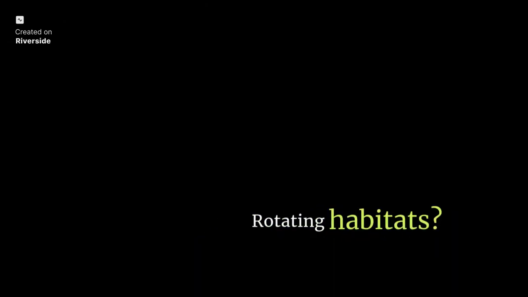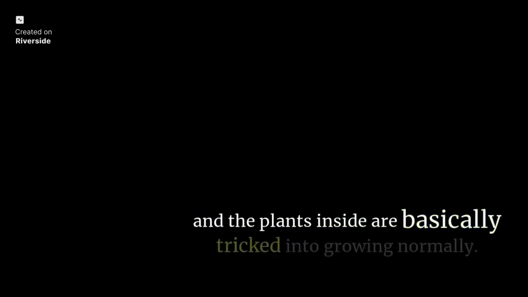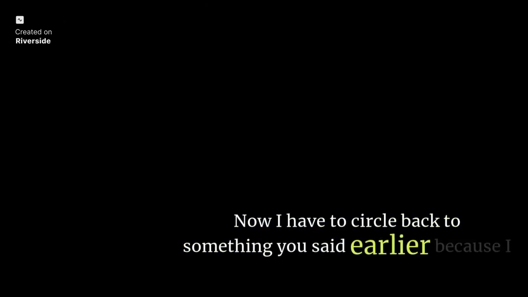But even with all that, we still haven't solved the whole no gravity thing, have we? We haven't. That's why some scientists are looking into things like rotating habitats. Rotating habitats, how would that even... Basically, you create centrifugal force by spinning the habitat, and that outward force acts like gravity. So picture a giant spinning cylinder, and the plants inside are basically tricked into growing normally. Exactly. Mind-blowing.